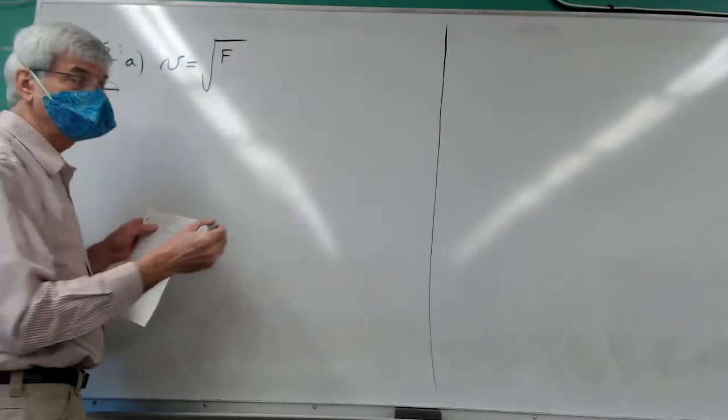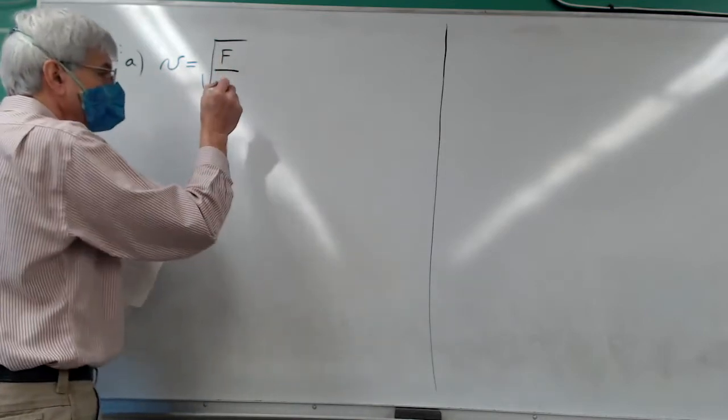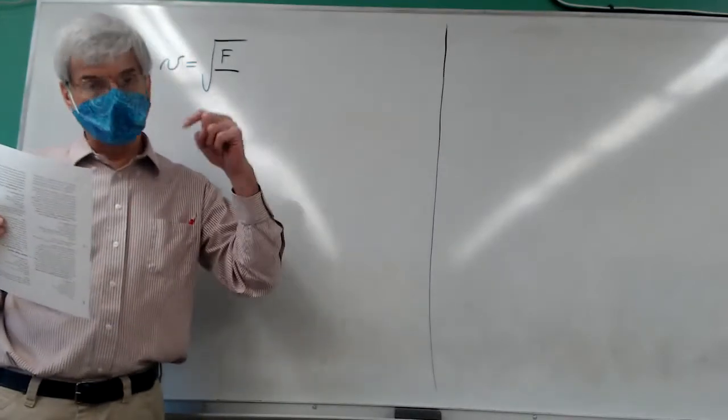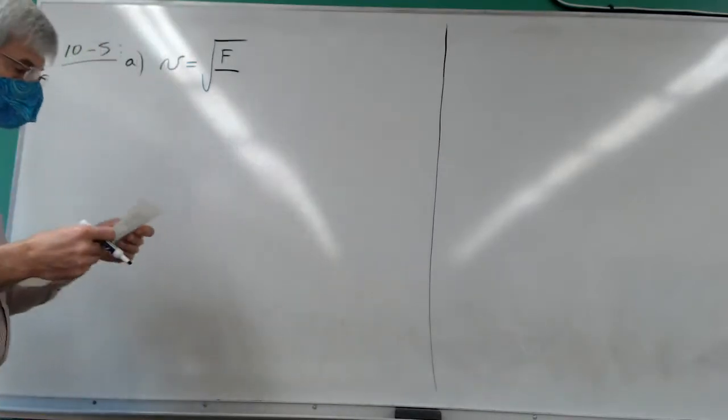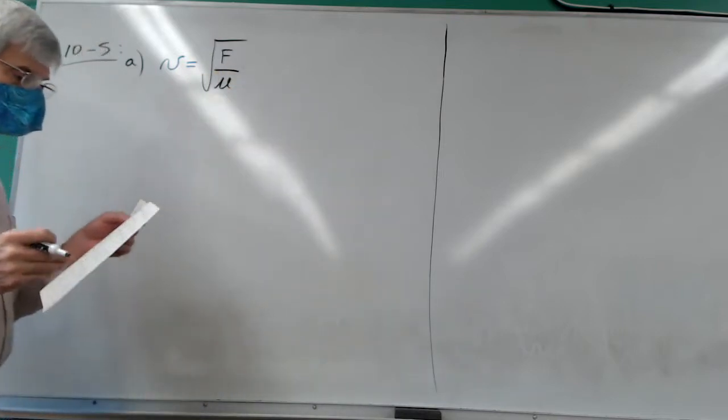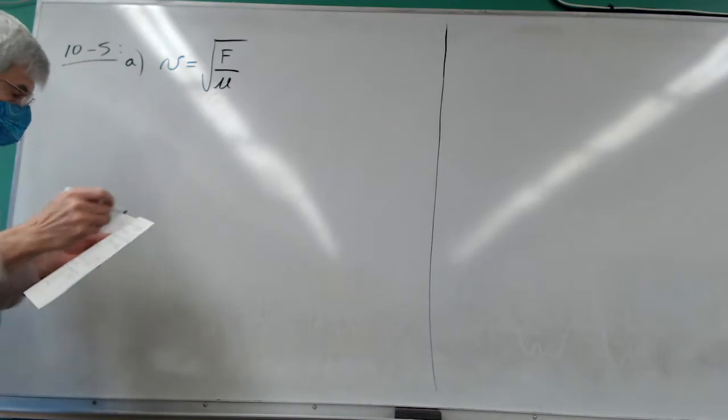v equals the square root of F over mu, where F is the force in the string, the tension. Potentially confusing notation here. Capital F for force, little f for frequency. Mu is the linear mass density, the mass per unit length.